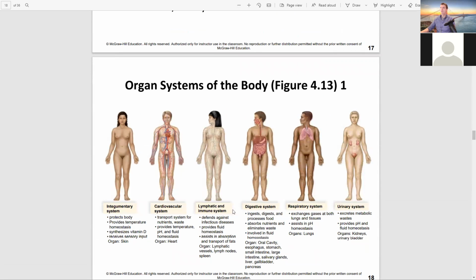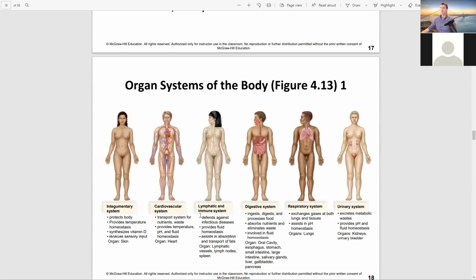So here are all the organ systems of the body. We have the integumentary system, which protects the body, provides temperature homeostasis, synthesizes vitamin D, and receives sensory input. The example here is skin. Then we have the cardiovascular system, which is a transport system for nutrients and waste, and provides temperature control, pH control, and fluid homeostasis. And this organ is the heart.